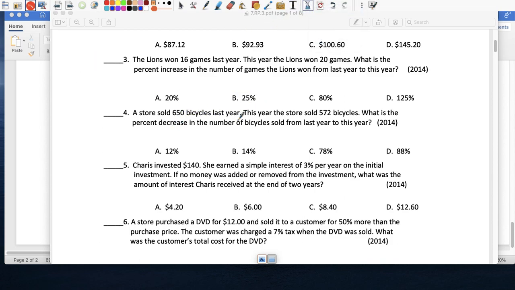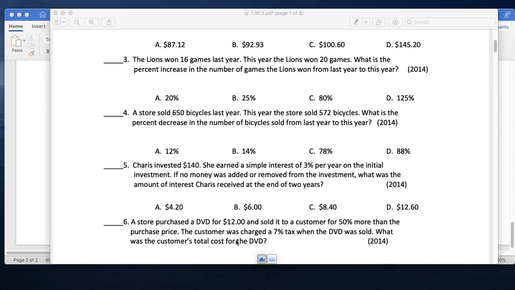4. 650 bicycles were sold last year. This year they sold 572, so you can tell it's a decrease. So again, new minus old over old. So we get 572 minus 650 over 650, enter, 0.12, which becomes 12% negative. But the answer is just 12%.